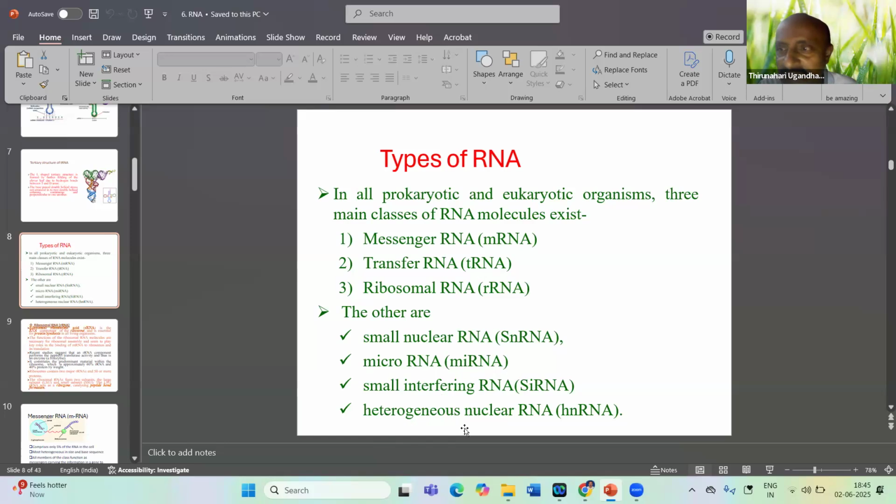Actually, three are the major ones: messenger RNA, transfer RNA, and ribosomal RNA. Only three are the base, but additionally they can be classified into four types. That is important for the characteristic features of RNAs.